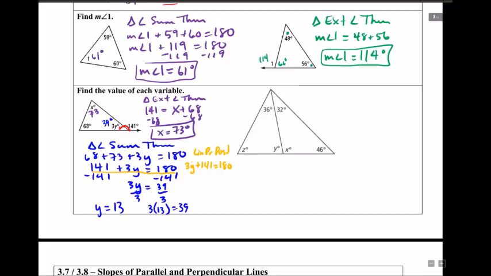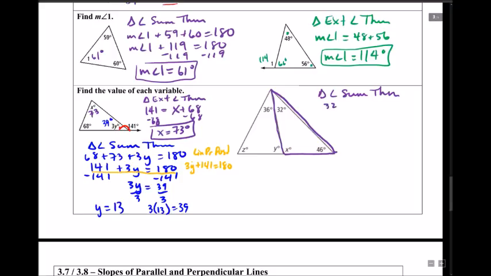All right, let's look at our next triangle. Now, the first thing I'm going to do is pick out this triangle right here. And that's the only thing I'm going to look at. Cover the other one up with your hand if you need to. And I'm going to use my triangle angle sum theorem. And it says 32 plus 46 plus x is 180. So 78. 180, subtract 78 from both sides. X equals 102. So I'm going to mark this 102.